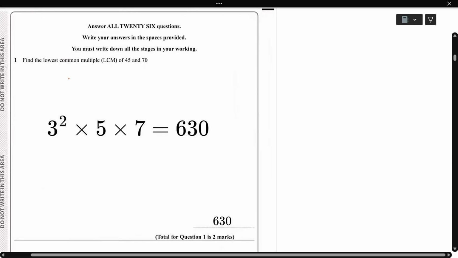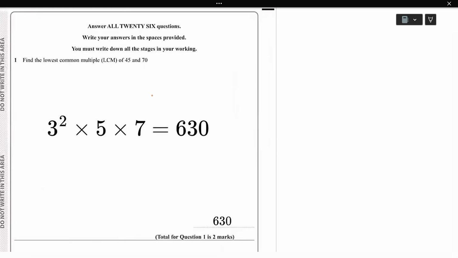Find the lowest common multiple, LCM, of 45 and 70. So we go for 45. 45 is 3, then 1 and 5, then 3 and 5. So 45 equals 3 squared times 5. Then next we go for 70. We go for 2 and 35, which is 7 and 5. So 2 times 7 times 5. 70 equals 2 times 7 times 5.